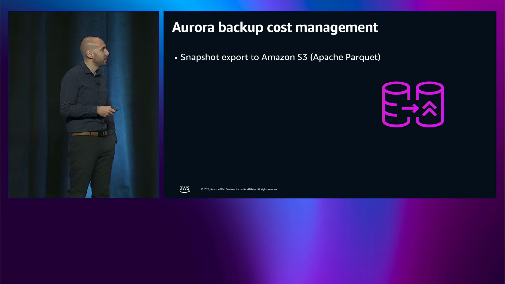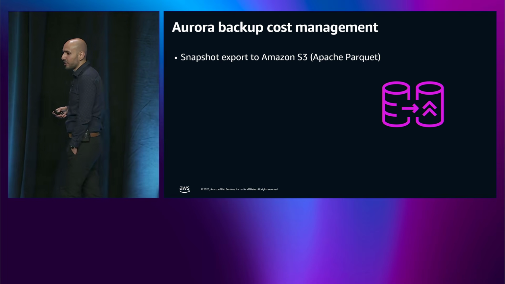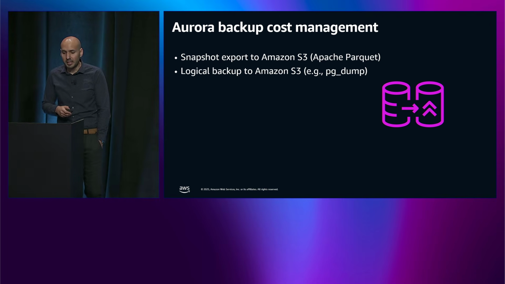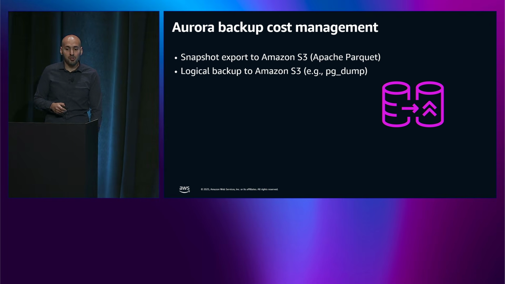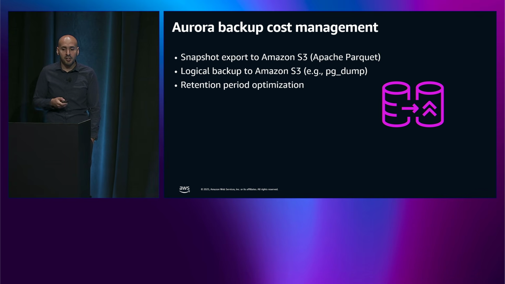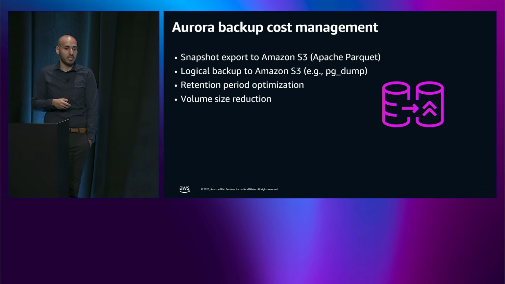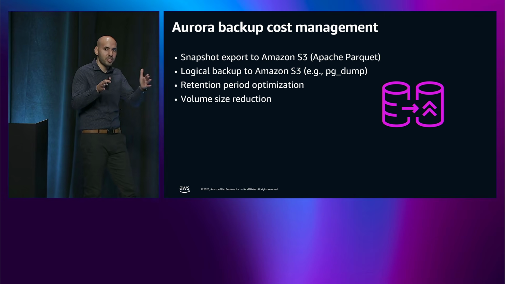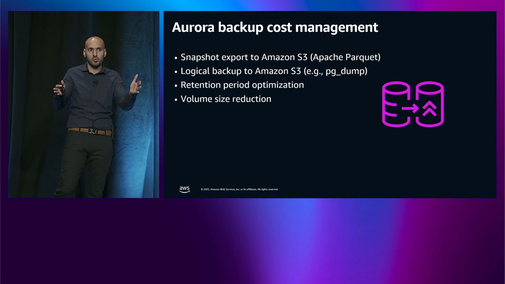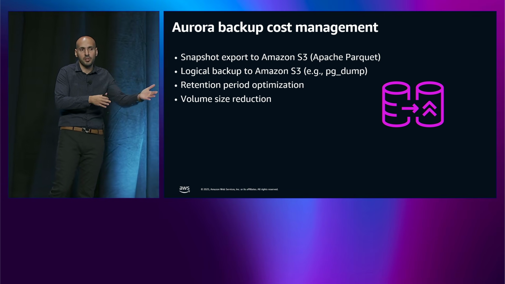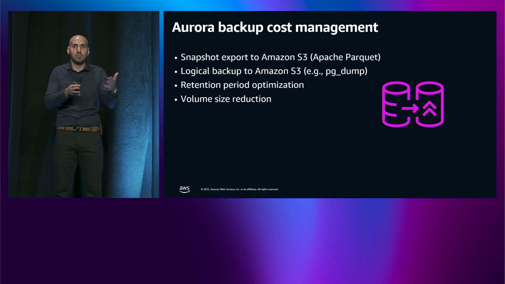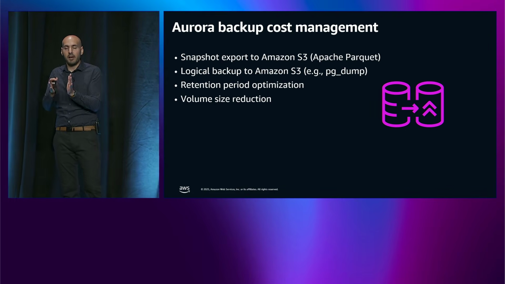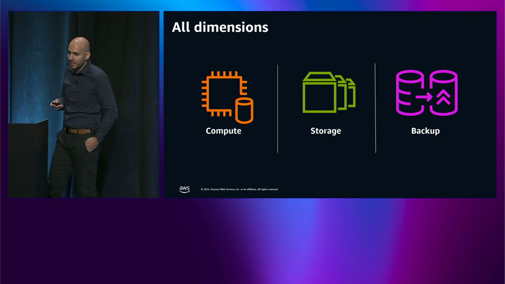So let's see another example. We can use snapshot exports to Apache Parquet format like we did earlier. You could use logical backups just like with RDS, and you can also optimize the retention period. And because with Aurora you have more control over the storage size, you can do things like vacuuming in Postgres or dropping unused partitions. Then you can also reduce the backup storage cost by having more control over your volume size.